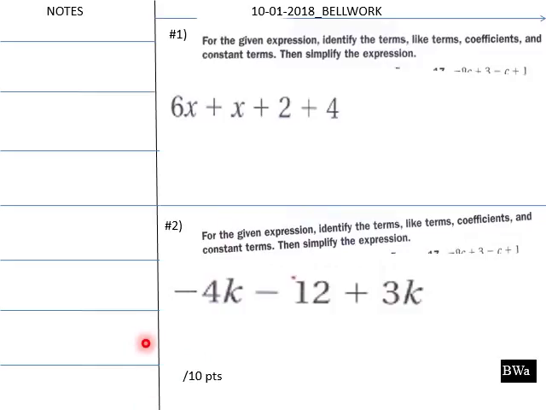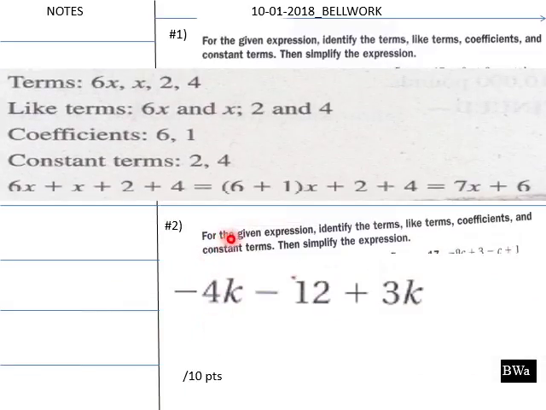Okay, welcome back. And here are your solutions for number 1. The like terms are 6x and x, 2 and 4. Coefficients are 6 and 1. That x has a 1 in front of it. And then here is the expression, and then you combine it all together here: 6x plus x, 7x plus 6.